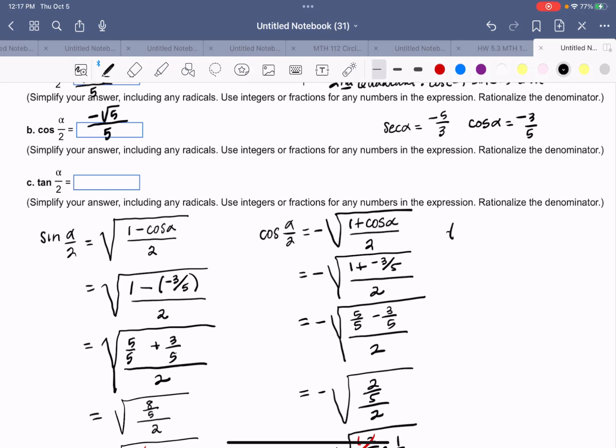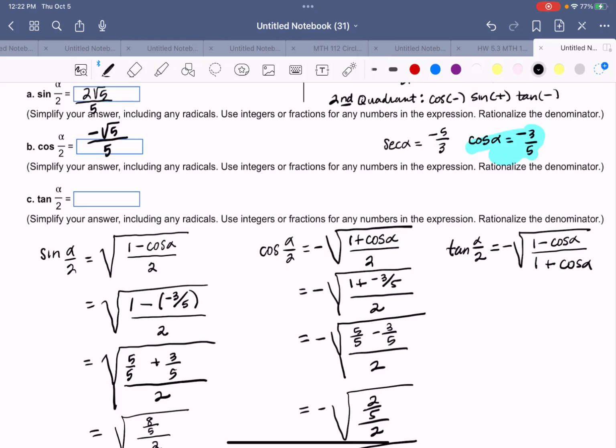Now we'll do the tangent of alpha over 2. Now remember, since the sine is positive and the cosine is negative, we're going to have to use the negative formula for the tangent of alpha over 2. It is 1 minus the cosine of alpha over 1 plus the cosine of alpha. So that's going to give us a negative square root of 1 minus negative 3/5 over 1 plus negative 3/5.